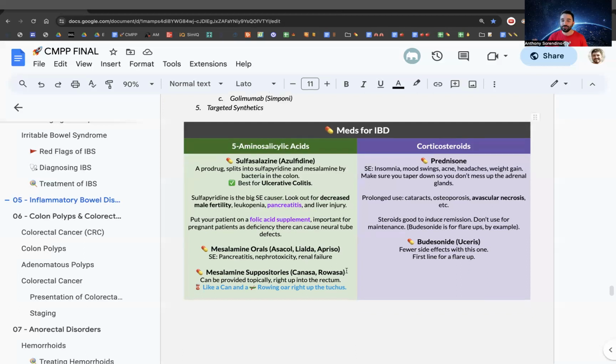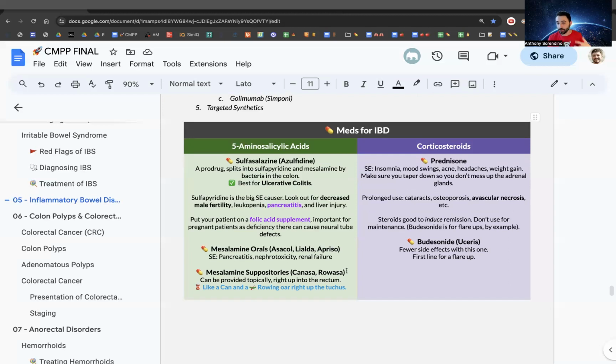Done. Okay, you can also give steroids, but not for maintenance. These are just good to induce remissions. You're going to give these for flare-ups. Do not put them on these long-term. Prednisone, a lot of side effects here. I mean, it's a steroid, so it's insomnia, mood swings, acne, headaches, weight gain. It's like everything you see in puberty, right?